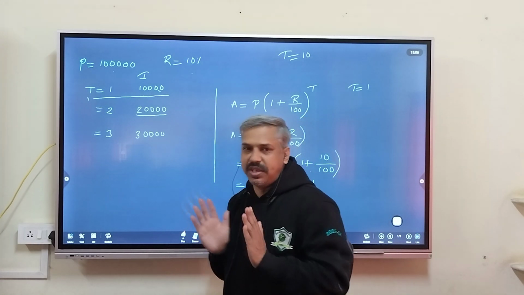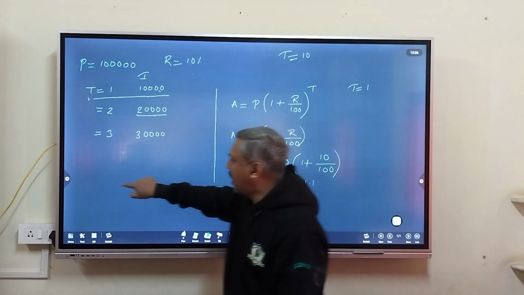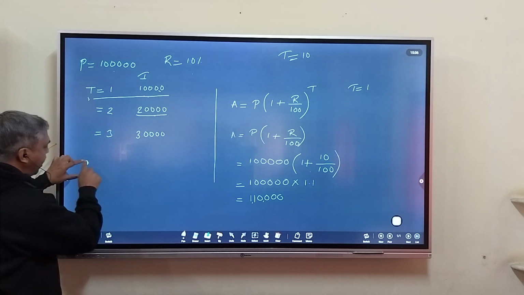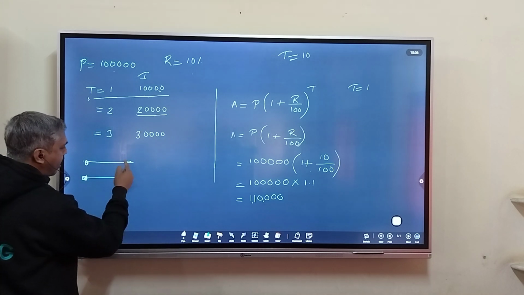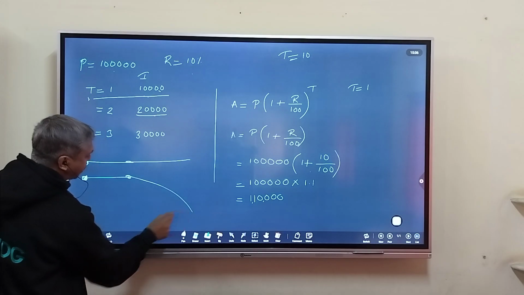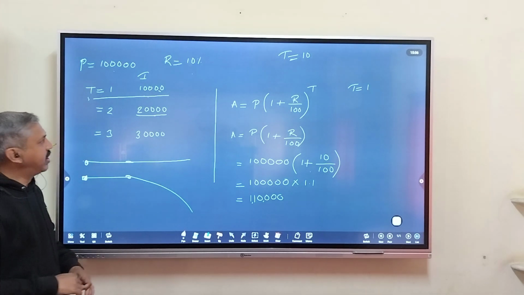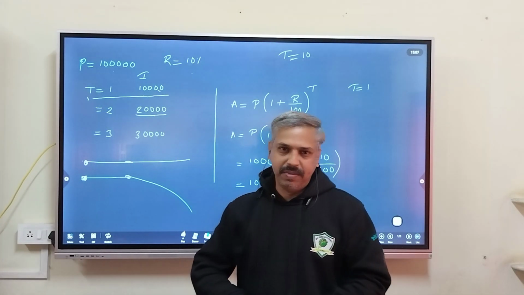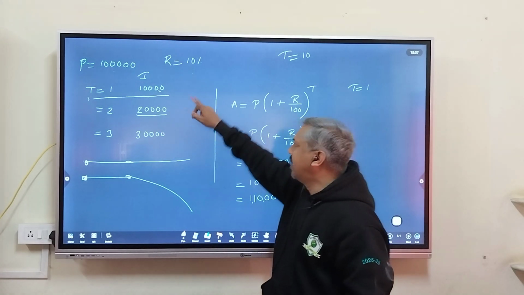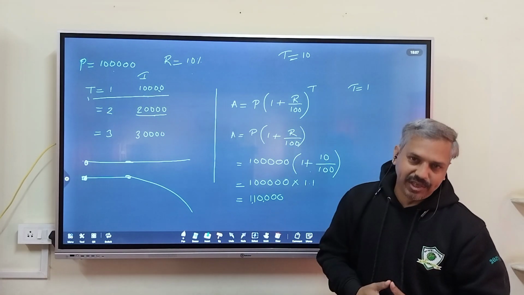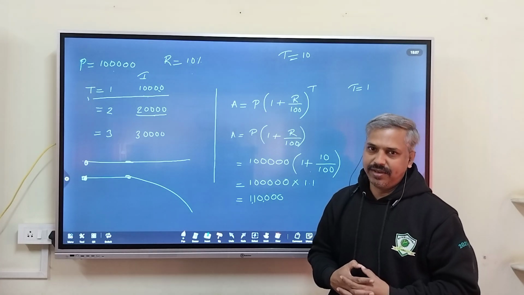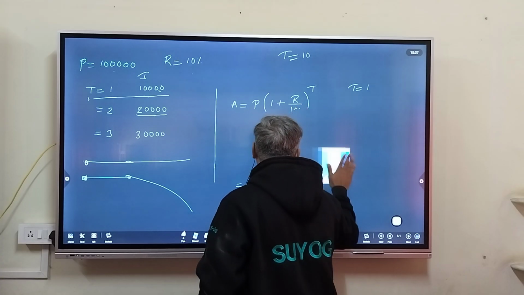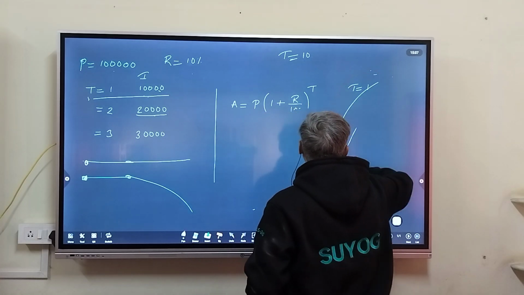They go absolutely the same way. This is like two different trains starting from the same station. Till the first station, both are going parallel. Then one goes like this, and the second train changes its path. So till the first year, both simple interest and compound interest are going absolutely the same. It is after the second year that the compound interest shows its true nature, and you get to understand it. So if I take the value of T is equal to 2, what will be the compound interest? Let's see this.